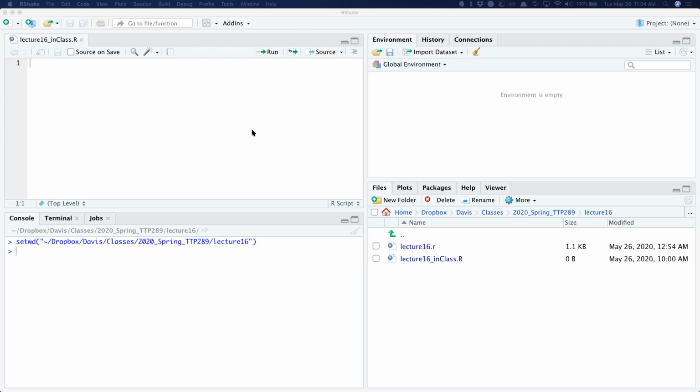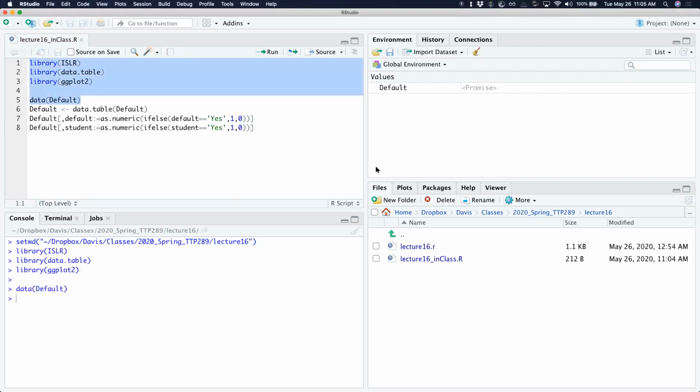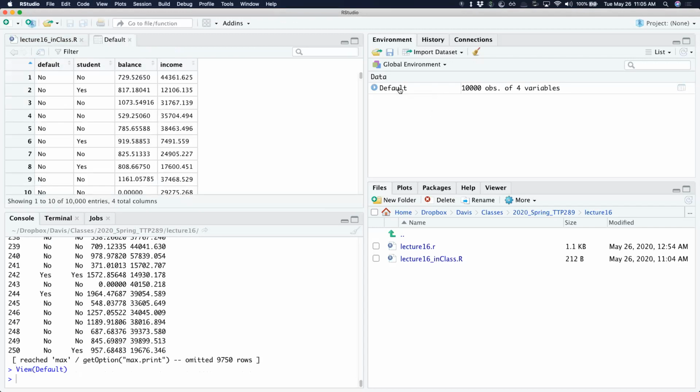Okay, let's continue on. So we'll take a look at how to implement this particular type of neural network, the feed-forward neural network, in R. And we're going to look again at one of the ISLR data sets. Let me load this in real quickly. Okay, so we're going to look at a set of data from ISLR called Default.